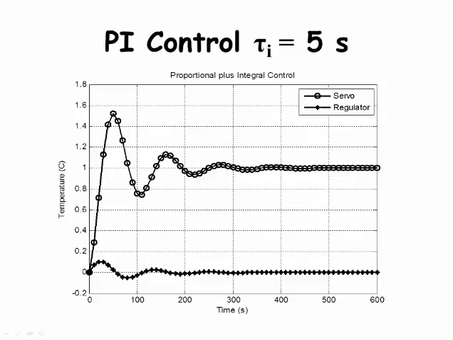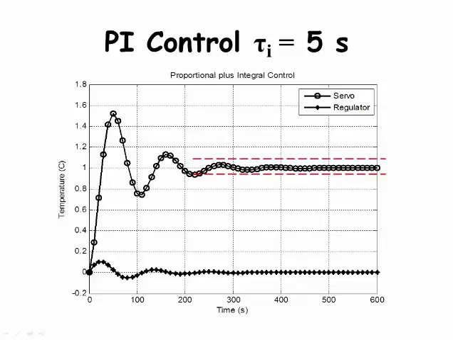This slide shows a graph of the two time domain responses. The top line with the circles is the servo problem, where the set point was changed from 0 to 1. As expected, the response is underdamped. The maximum overshoot is about 0.5 degrees Celsius. We probably are within about 5% of the final response by around 250 seconds.